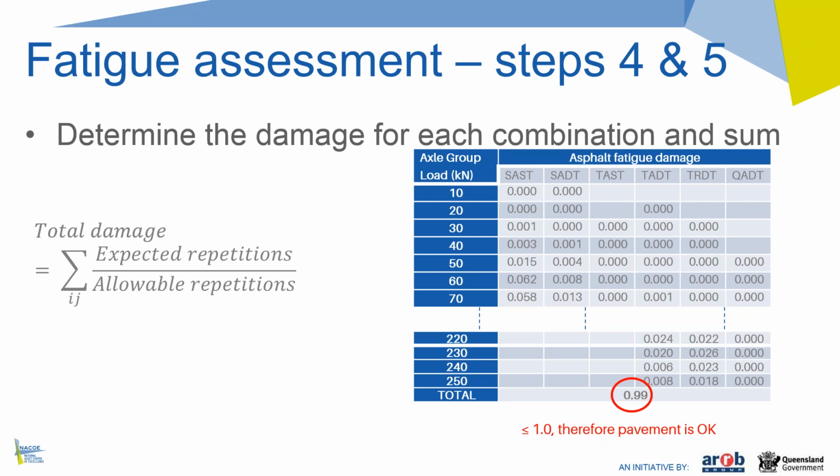The final step then is to add up the damage for every different combination, and that's shown at the bottom of that table. In this case we ended up with 0.99, which is less than 1, therefore the pavement is okay. So that term there, in CERCLI the term's the cumulative damage factor.